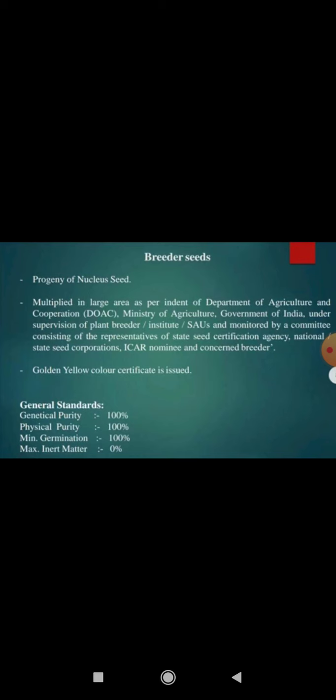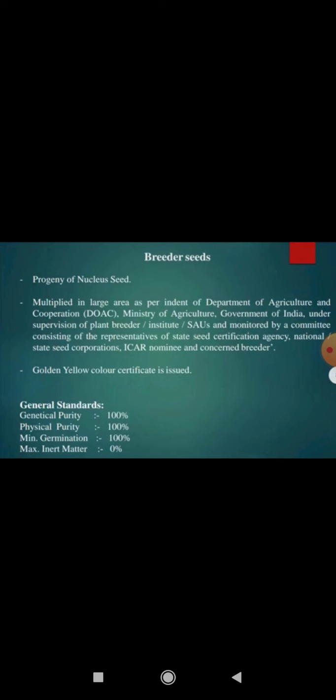Breeder seed can be defined as the progeny of nucleus seed, and it is multiplied over a large area as per the indent of the Department of Agriculture and Cooperation, Ministry of Agriculture, Government of India, under the supervision of the Plant Breeder, Institute and state agriculture universities.